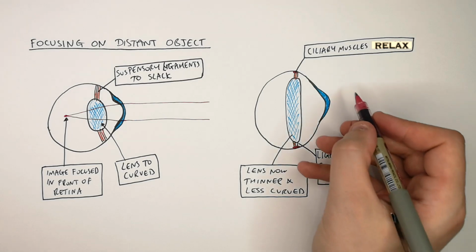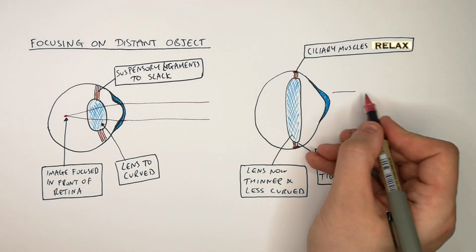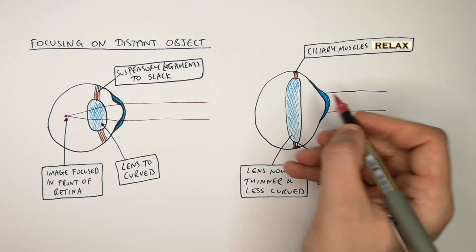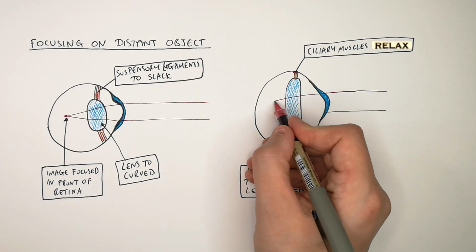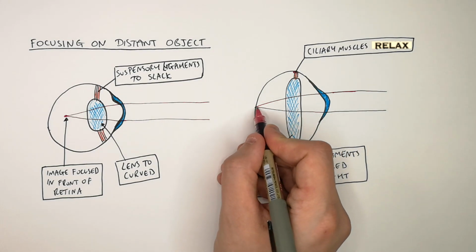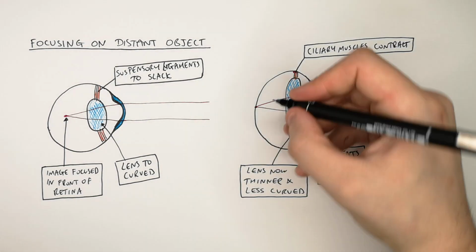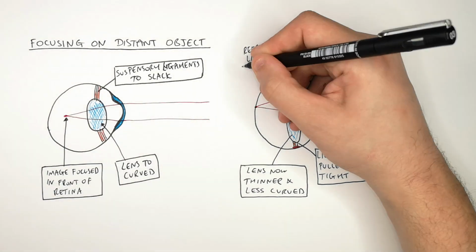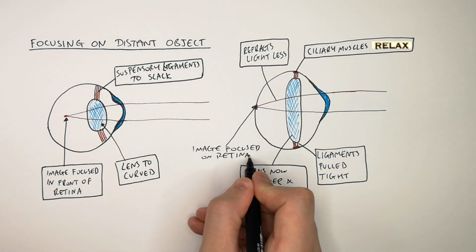This means that light from distant objects are going to be refracted by the cornea, and then when they go through the lens, they're going to refract less. So the light is going to refract less and then focus onto the retina.